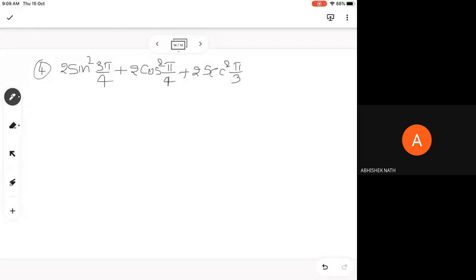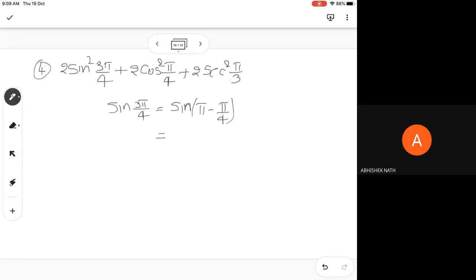Sine 3 pi by 4? First sine 3 pi by 4 value you need to extract. Directly you may not know that one. Sine 3 pi by 4 can be written as sine pi minus pi by 4. So sine pi minus pi by 4 means in which quadrant? Pi minus theta is in the second quadrant. In the second quadrant sine is positive, so you are going to get sine pi by 4 only.